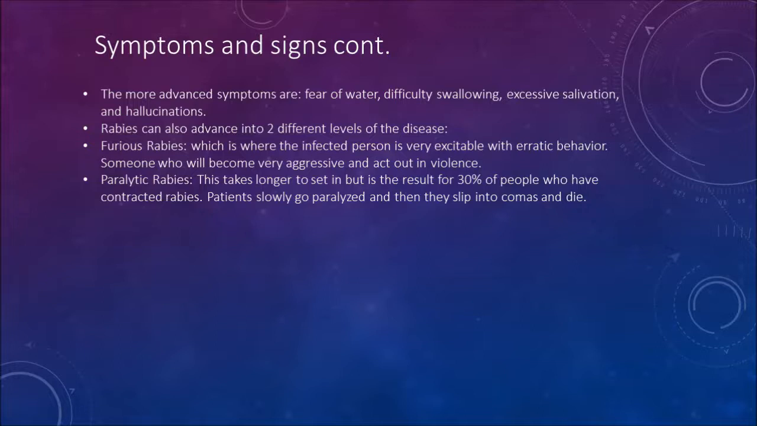Or there are paralytic rabies. Now this takes longer to set in, but slowly a patient will go paralyzed and then slip into a coma and die. This is actually about 30% of what usually happens with rabies.